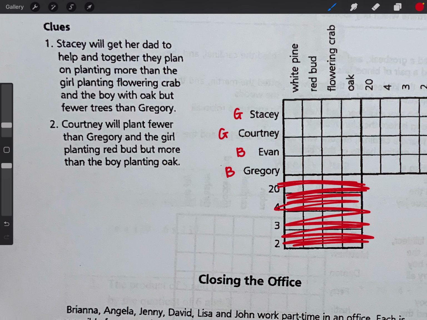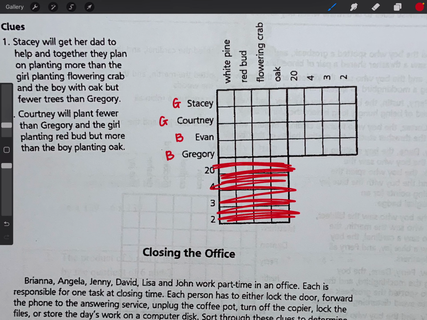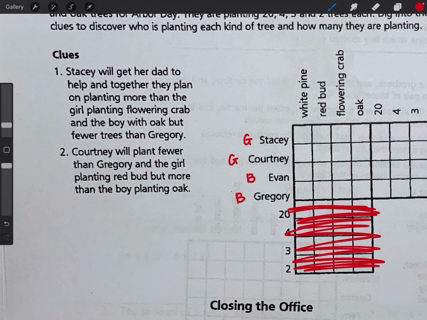All right. Stacy will get her dad to help and plans on planting more than the girl planting the flowering crab, and the boy with oak tree, but fewer than Gregory. So Stacy is more than one person. She plants more than the girl, so more than someone. And the boy, so this is a girl and this is a boy. So more than two people, but fewer than Gregory.